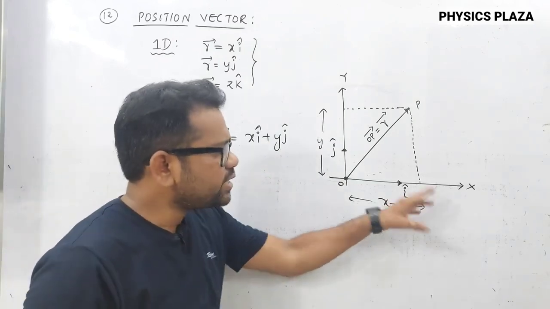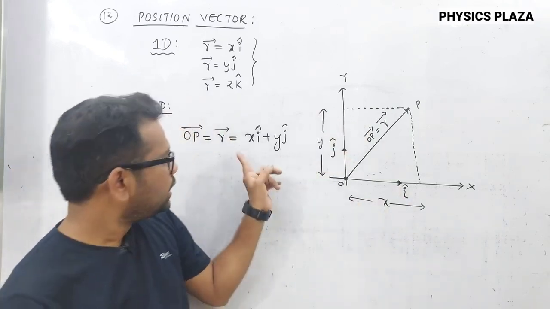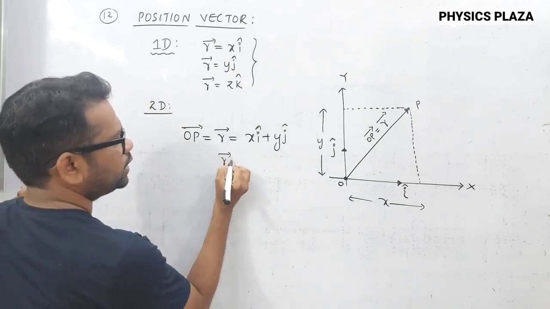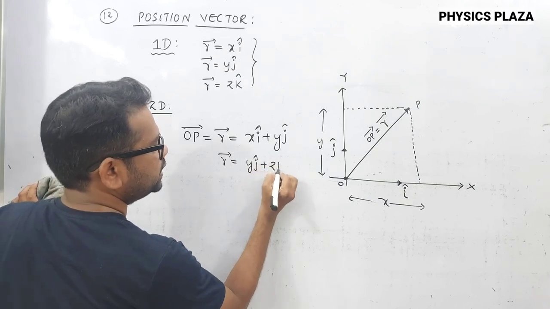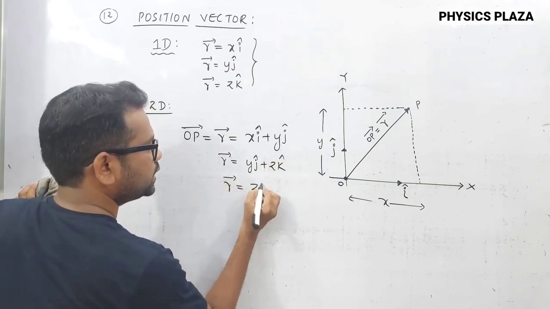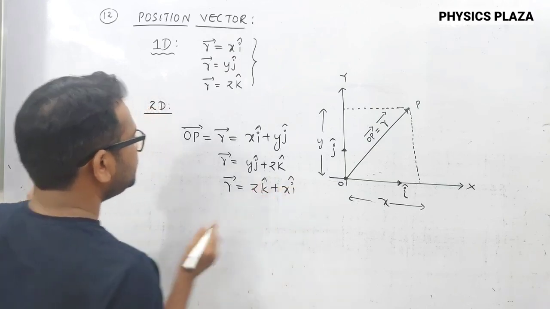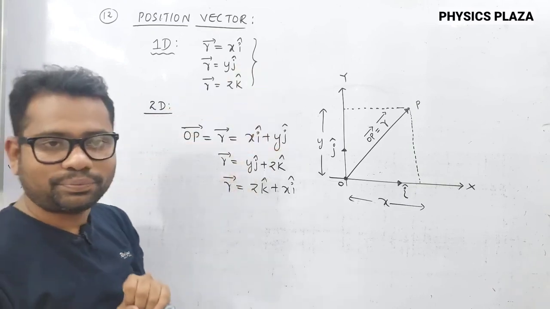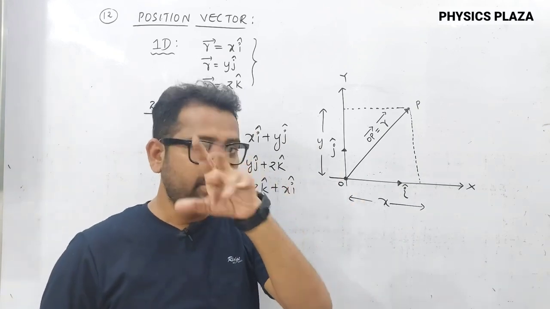If it is a yz plane, you will get y and z terms; if it is a zx plane, you will get z and x terms. Let me write here: r cap is equal to y j cap plus z k cap, and similarly r cap is equal to z k cap plus x i cap. So these are the position vectors in the xy plane, yz plane, and zx plane. Is it clear? Fine. That is the position vector, but how to calculate its magnitude, children, is very, very important.